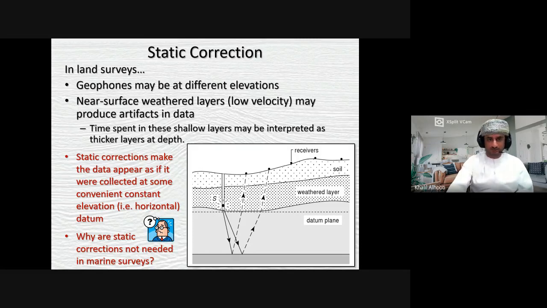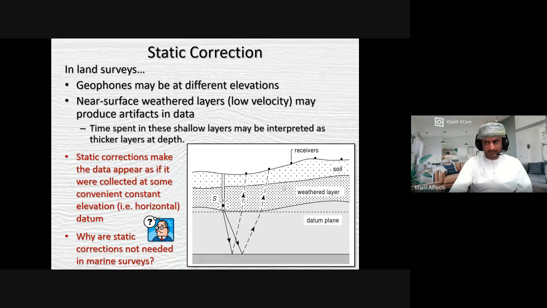Let me ask Ala. She was the first to join. What do you think, Ala? Do we do static correction for marine data? Seismic marine survey? You can type, I'm expecting an answer from you.